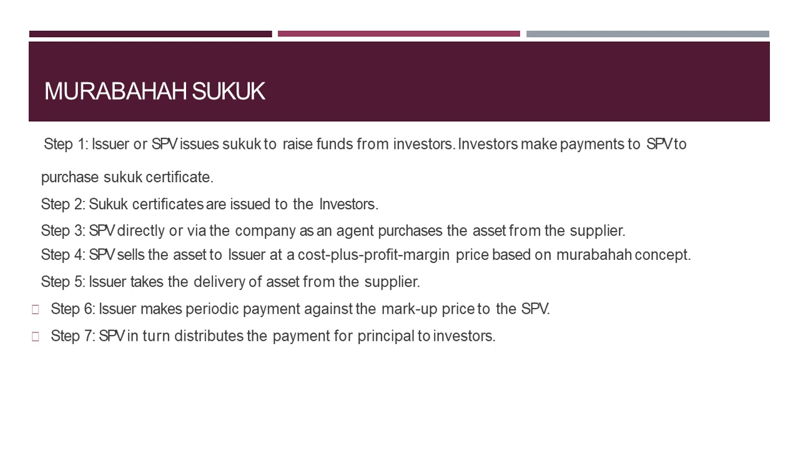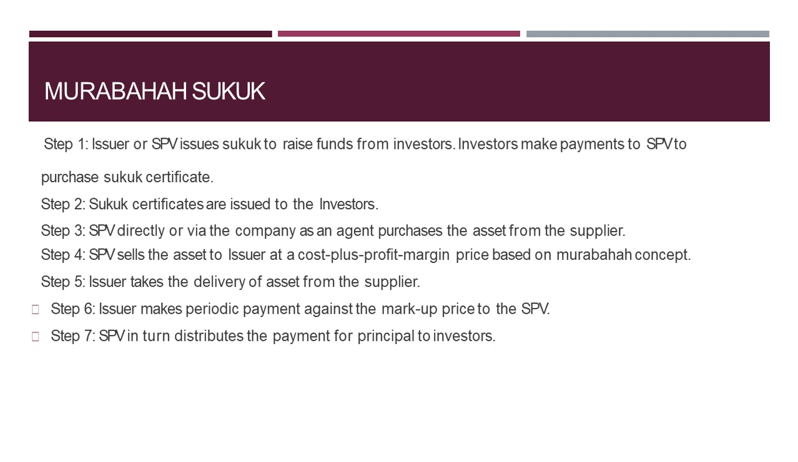Next, the SPV sells the assets to the issuer at a cost plus profit margin. It means face value plus profit margin, and the profit margin is their commission. The price is based on the Murabaha concept, and this price is called cost plus. So the cost is the price, and this price is based on the Murabaha concept.